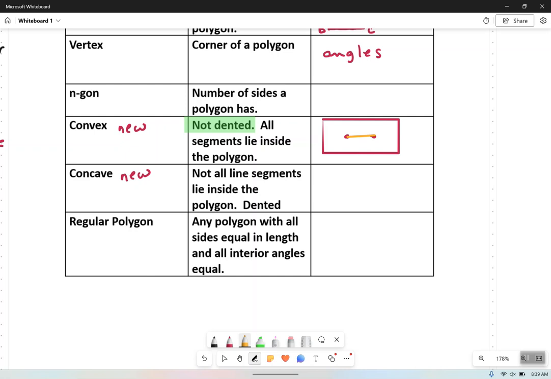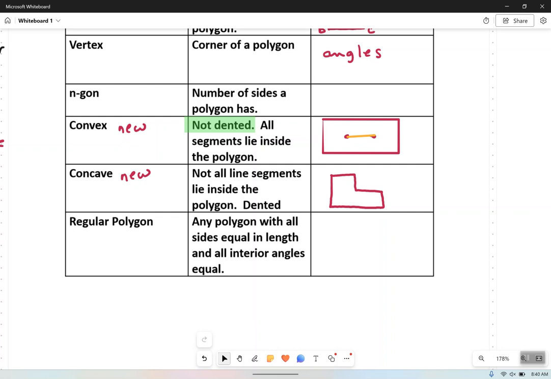Now, concave is like it's dented somewhere on a side, okay? So let me show you what I mean by this. Let's draw maybe a shape that looks like this. Ah, shoot, that did not go the way I wanted it to. Assume all sides are straight right here, okay, kids? Are you with me on that? Okay.